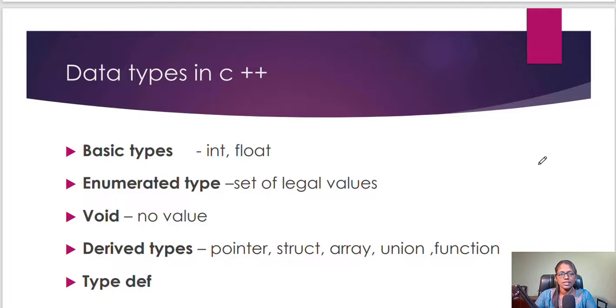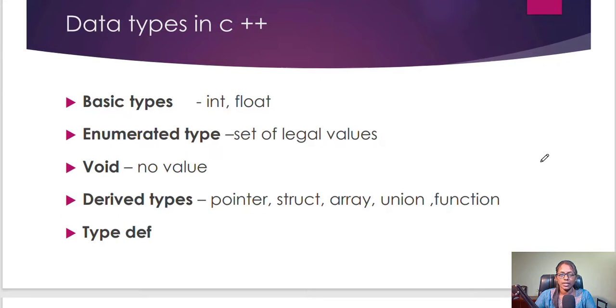The next one is data types in C++. What are data types? The type of the data is specified as the data type. So what is data? If I am getting some value, a equal to 5, so a is a variable and 5 is a value for a, right?